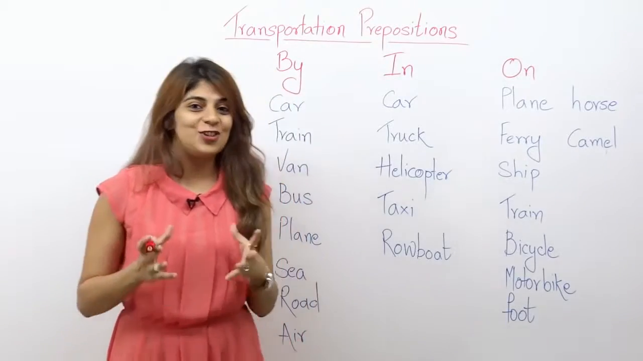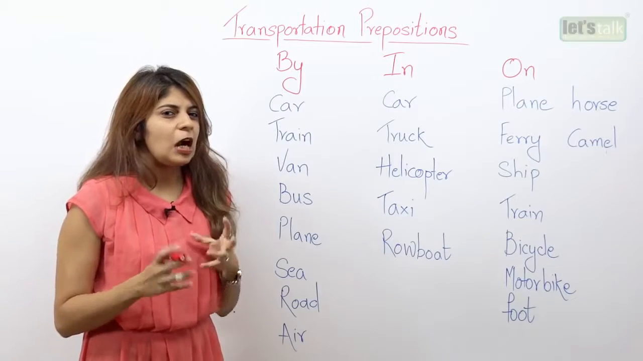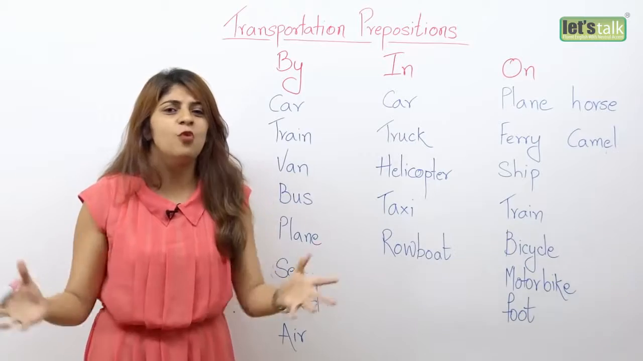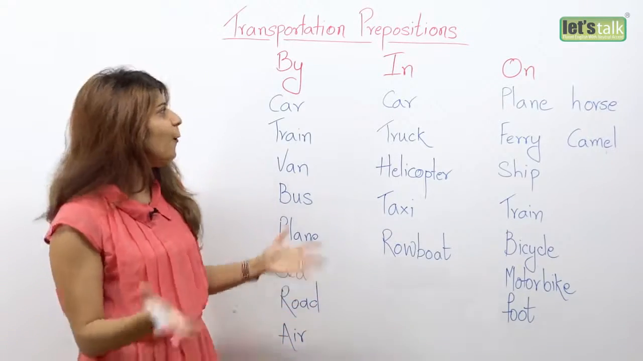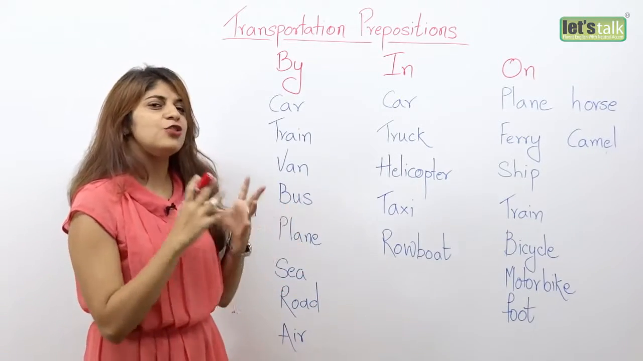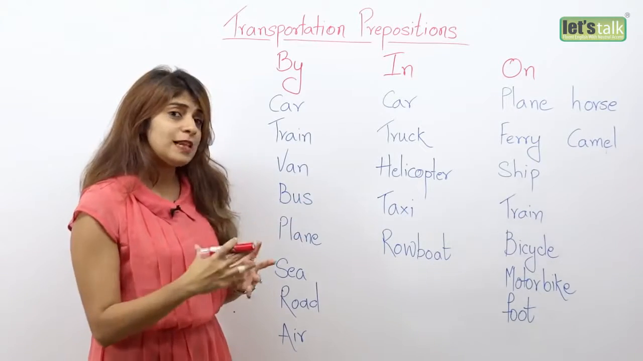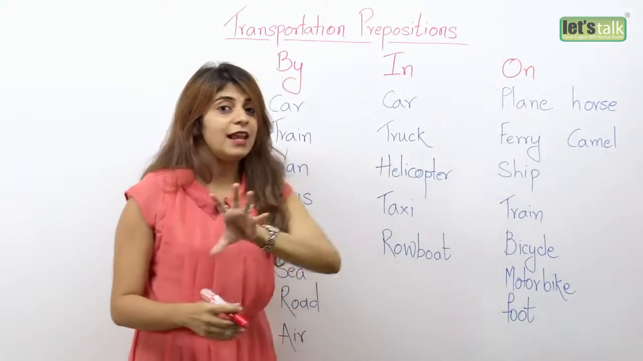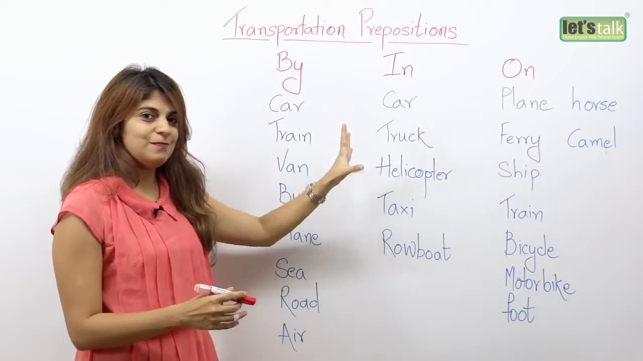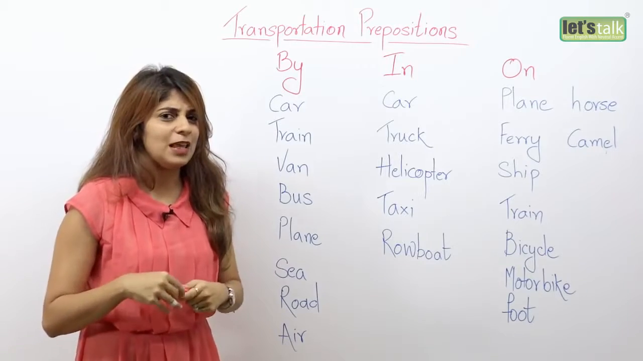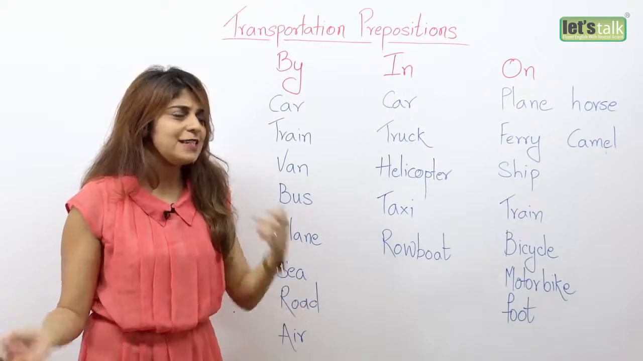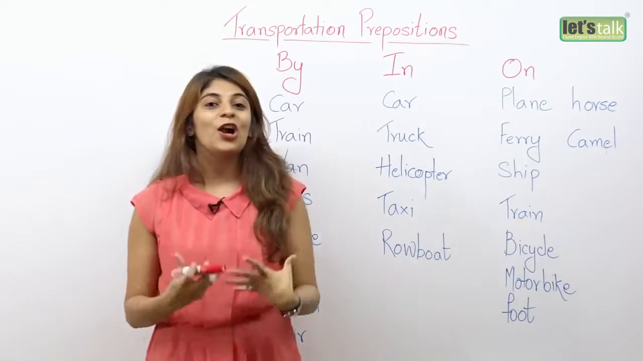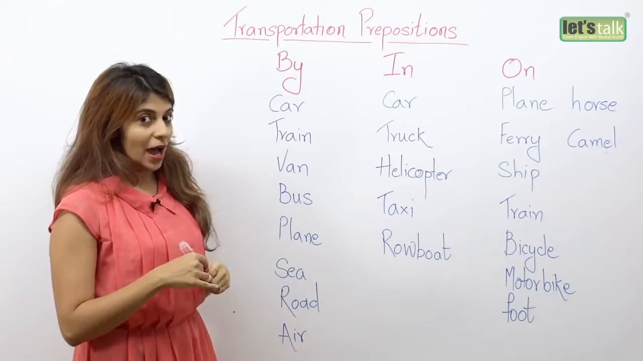Now for many English learners, prepositions are a little tricky and confusing because there are no rules to follow. So, in today's lesson, we are going to try to understand using the prepositions by, in, and on related to transportation. So that would make your speech a little easier, right? So let's get started. Now, the first preposition that we are going to look at is by.